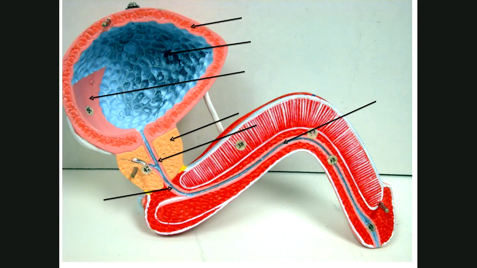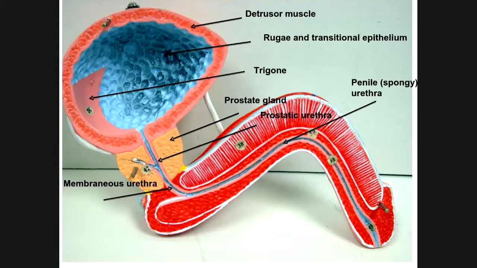There's another model, same thing. But here's our bladder. You can see the rugae. You can see the detrusor. You can see the trigon. There's that prostate. So prostatic urethra, membranous urethra, penile or spongy urethra. Anybody have any questions? So that's the urinary system.